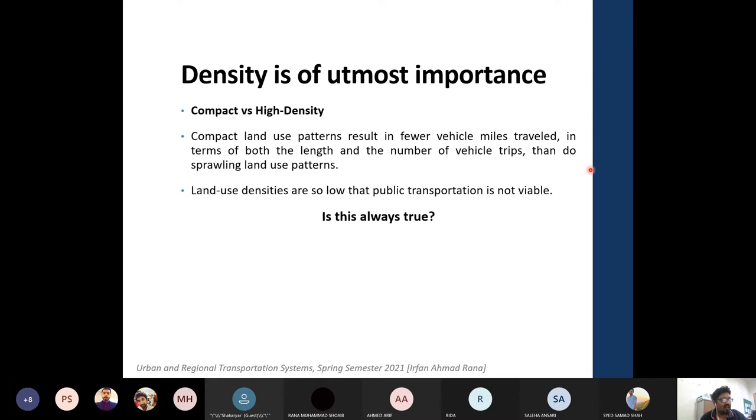So most of you think that, but that is not always true. This is a misconception that public transport is only efficient in high density areas. Many cities have seen that, regardless of whether they are high density or low density, public transportation can turn out to be efficient only if people start using it. That is, people will opt for public transportation.